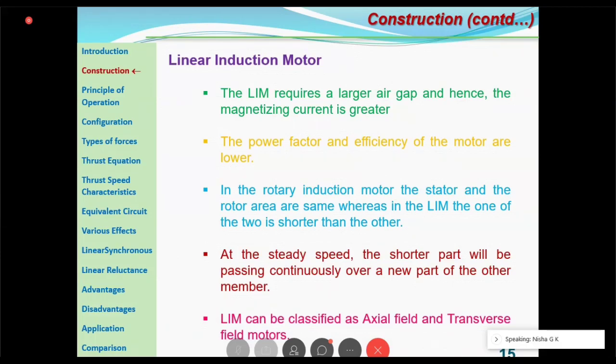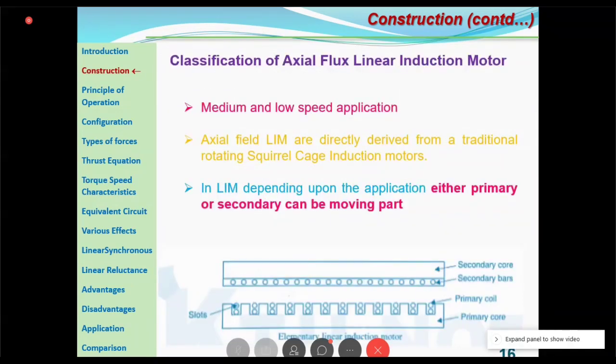Okay. So the linear induction motor can be classified as axial field and transverse field motors. So we will see what is the axial flux linear motor and the transverse flux linear motor. Axial flux will be mainly used for medium and low speed applications, and this is mainly derived from the conventional squirrel cage induction motor. As you can see, it has a primary and the secondary. Either the primary or the secondary can be the moving part depending upon the application of the linear induction motor.